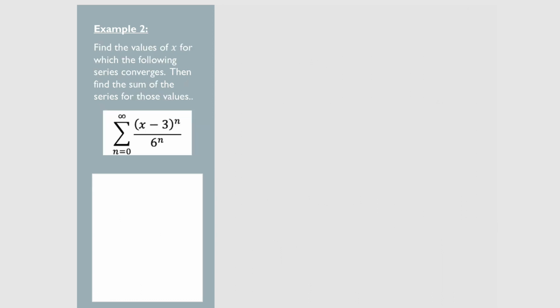So example 2. Find the values of x for which the following series converges, then find the sum of the series for those values. So again, I want to start by rewriting this series, and this is the series n equals 0 to infinity of x minus 3 to the nth over 6 to the n. Now what I'm going to do is, like before, simplify it down a little bit just to help me out. And x minus 3 to the n over 6 to the n can be put together as x minus 3 over 6 to the n. Now, that just helps my brain see it.